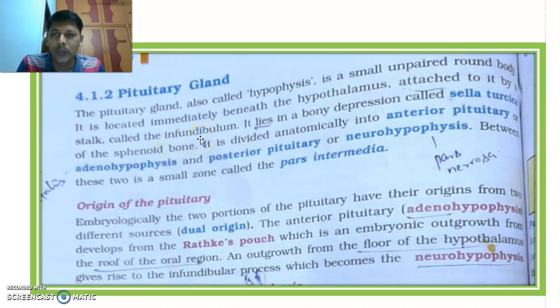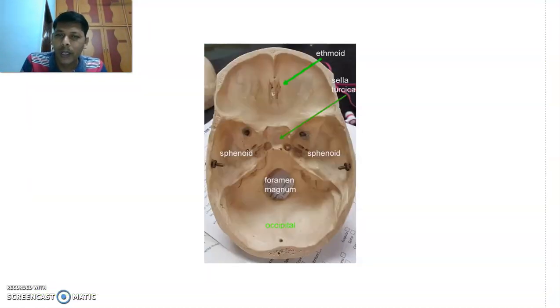The pituitary gland lies in a bony depression called sella turcica of the sphenoid bone. I will show you the bones here. There are 8 bones which make up our cranium: frontal, parietal, temporal, occipital, sphenoid, ethmoid, and so on. One of these bones is the sphenoid bone, also called the keystone bone.